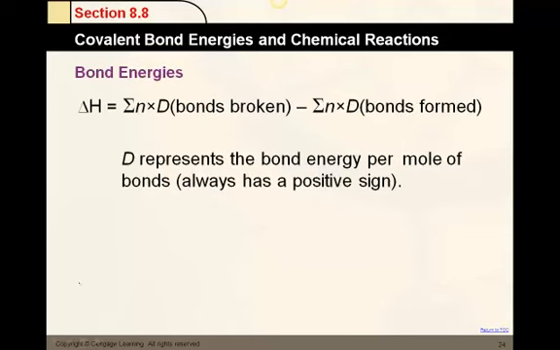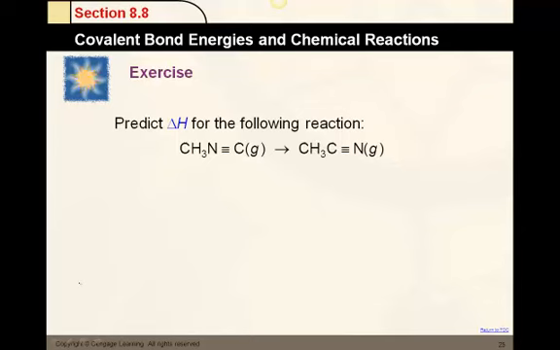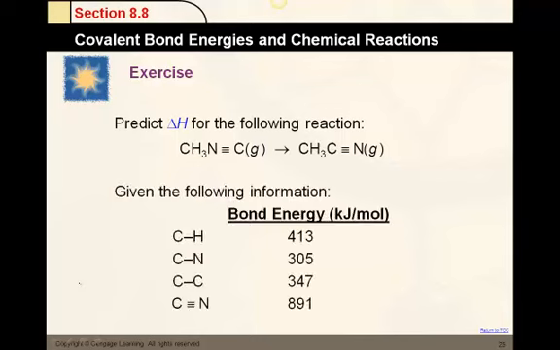How to calculate bond energy, or delta H? It is the sum of the bonds broken minus the sum of the bonds formed. So let's look at the delta H for this following reaction. Here we have one molecule becoming another one, some sort of rearrangement. It almost looks like carbon has switched places with nitrogen. And we're given the following information.